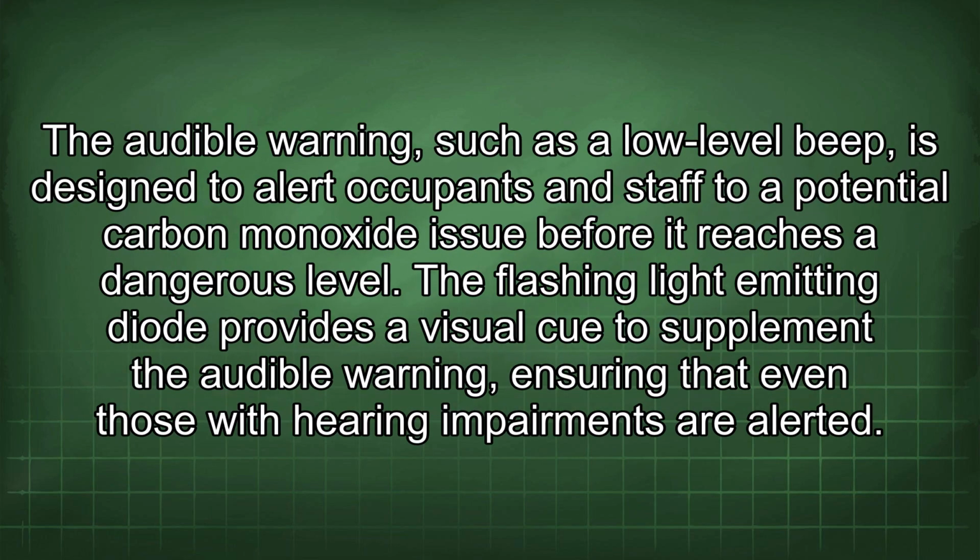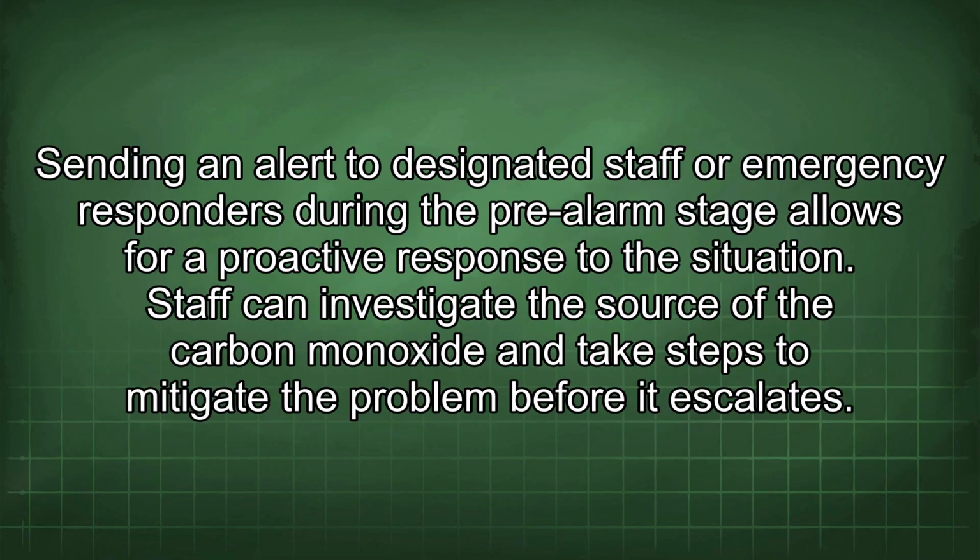The audible warning, such as a low-level beep, is designed to alert occupants and staff to a potential carbon monoxide issue before it reaches a dangerous level. The flashing light-emitting diode provides a visual cue to supplement the audible warning, ensuring that even those with hearing impairments are alerted. Sending an alert to designated staff or emergency responders during the pre-alarm stage allows for a proactive response to the situation. Staff can investigate the source of the carbon monoxide and take steps to mitigate the problem before it escalates.